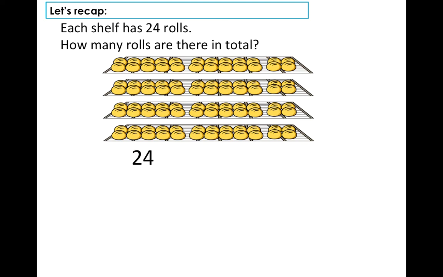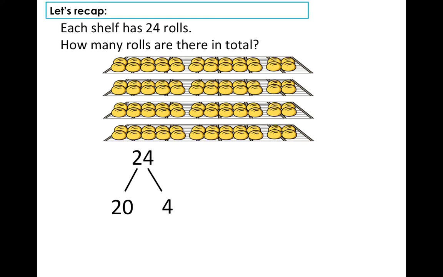First of all, we should have recognised that we need to do 24 times 4, because we've got 4 groups, each with 24 in. We could sit there and count them all individually, but that would take a long time, wouldn't it? That's why we're going to use multiplication to help us. Yesterday we looked at the partitioning method. We split 24 into tens and ones, so we had 20 and 4.